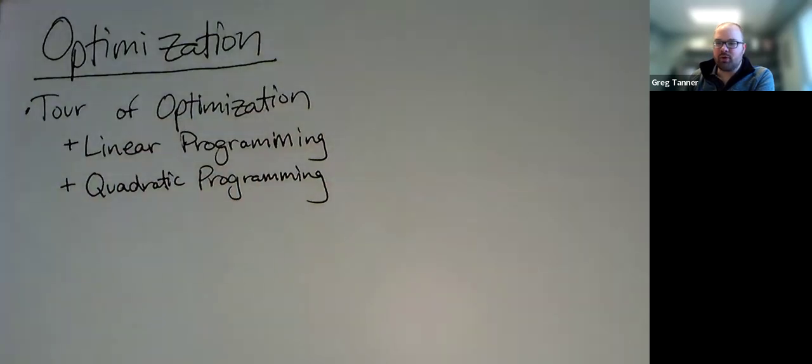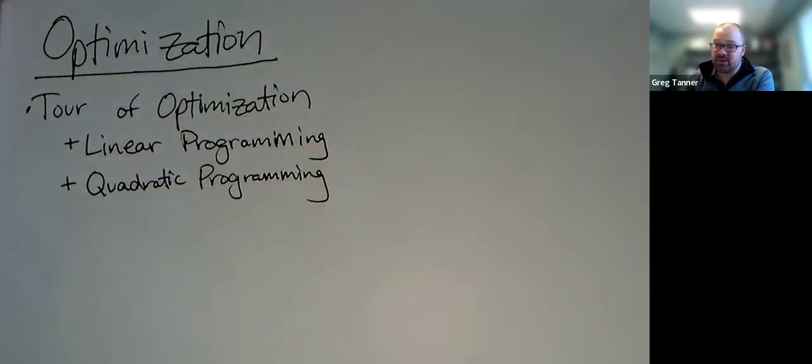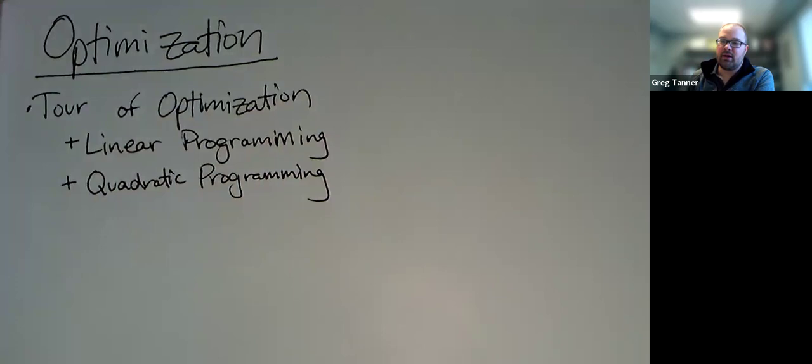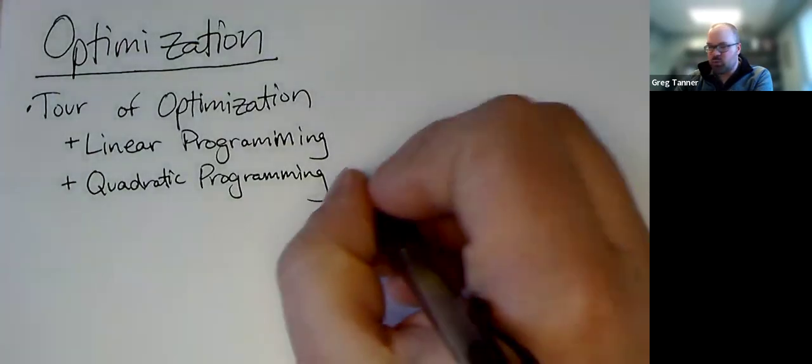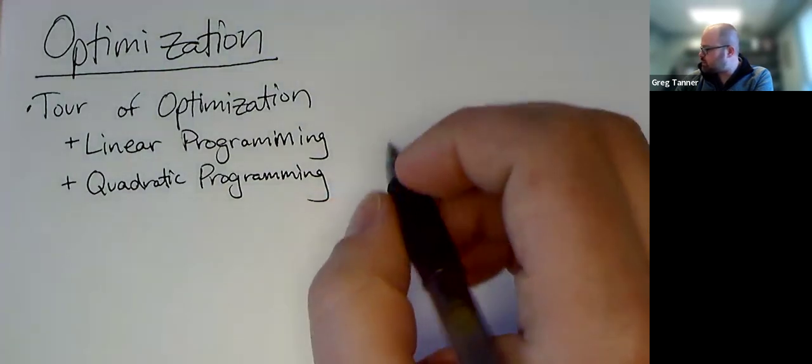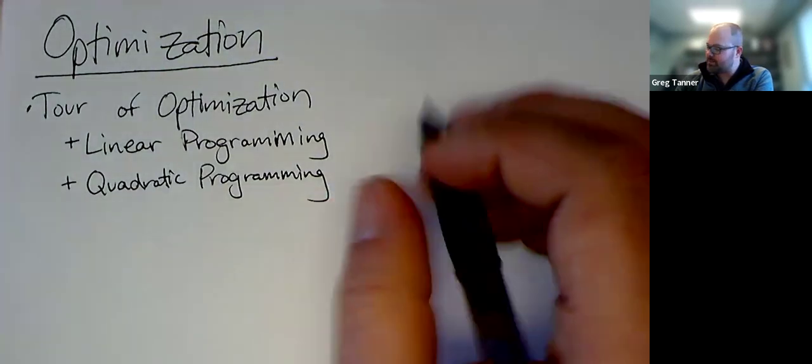Okay, in a quadratic program, instead of having a linear objective, we'll have a quadratic objective. Depending on the flavor of quadratic programming, you often still have linear constraints, but there are variations of quadratic programming with quadratic constraints as well. And so what does a quadratic constraint look like?